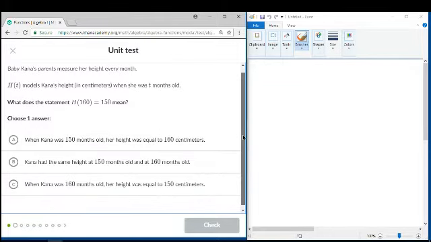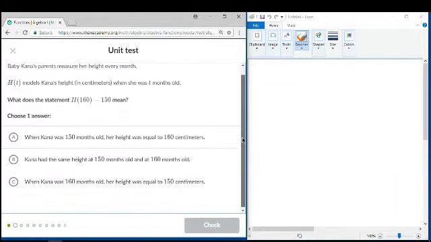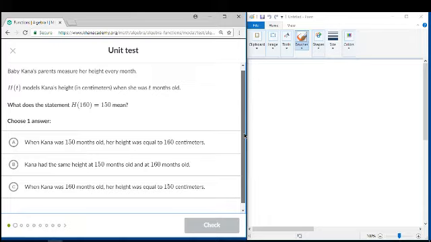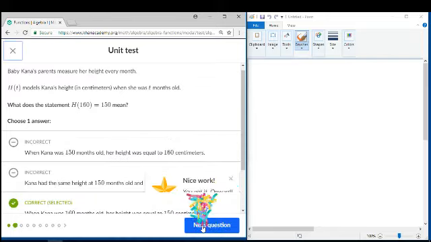All right. H of t models the height in centimeters. What does h of 160 equals 150 mean? Well, h is the height and t is when she was months old. So that means when she was 160 months old, she was 150 centimeters. So we read the problem, we thought about it critically, we had an answer, and then when we came up with our answer on our own, we matched the multiple choice that matched with our answer.